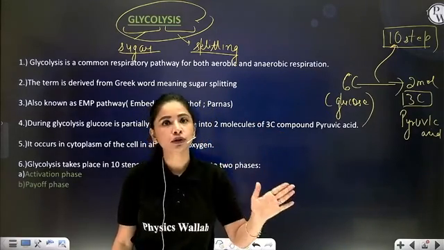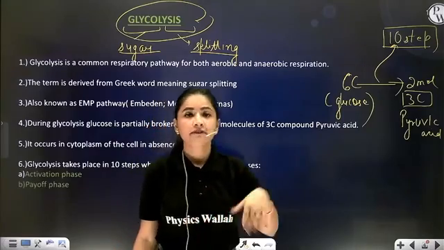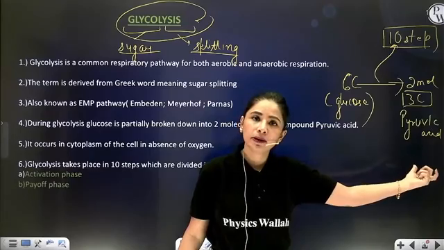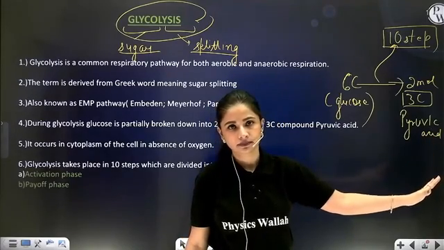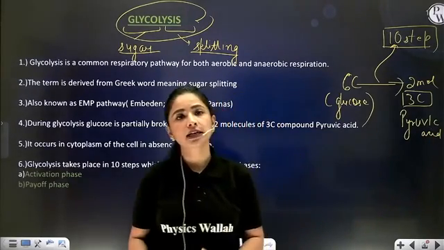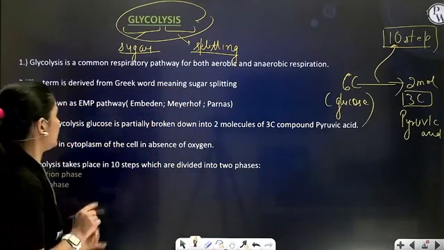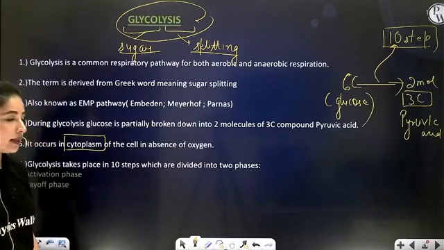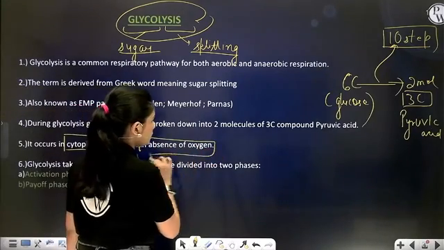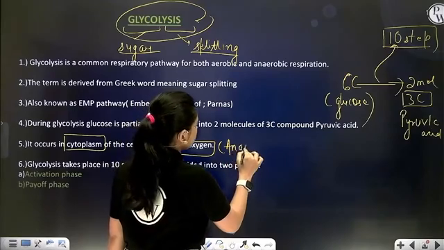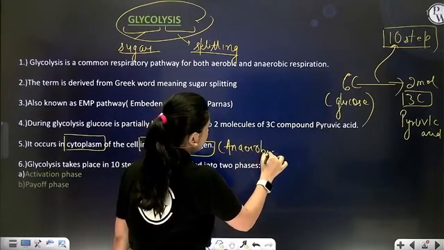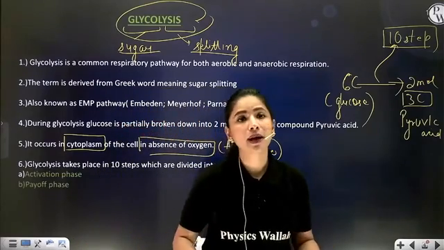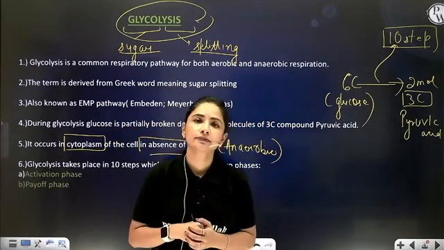It is common in both aerobic and anaerobic respiration. That means whether it is aerobic or anaerobic, pyruvic acid will be produced in both cases. This process occurs in the cytoplasm of the cell. Where does this process take place? In the cytoplasm, in the absence of oxygen. So we can say that glycolysis is actually an anaerobic process. That is why it is common in both aerobic and anaerobic.